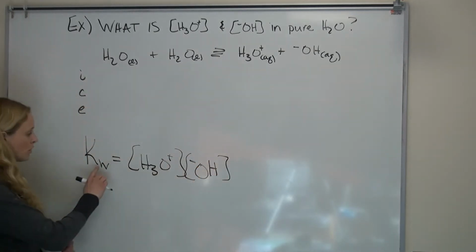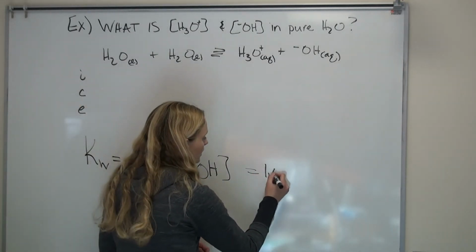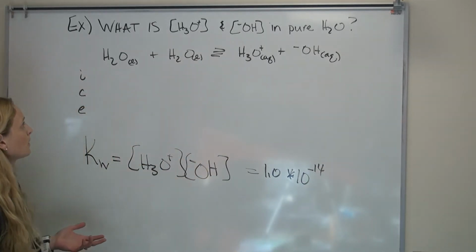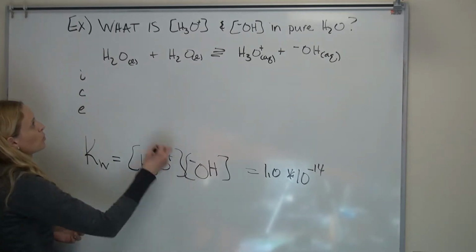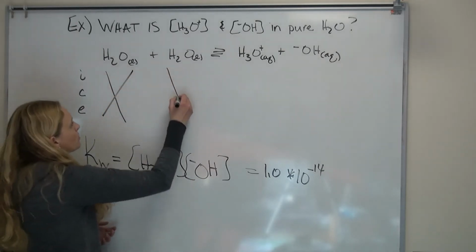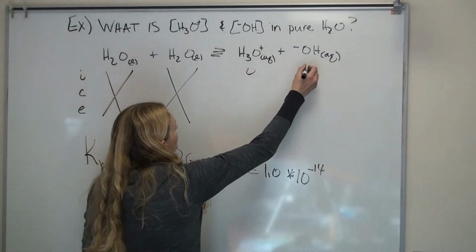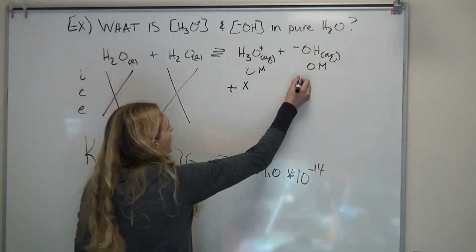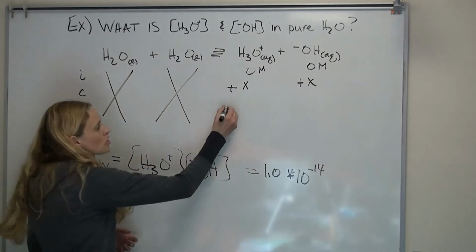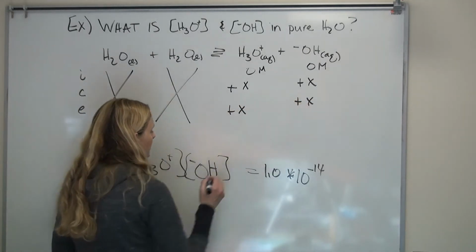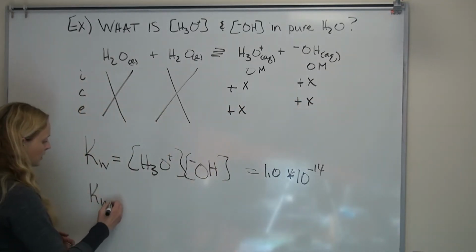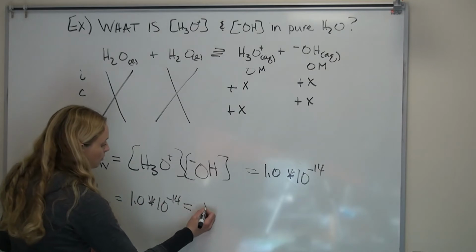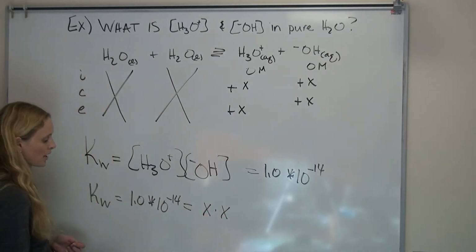We also know that this Kw is equal to 1 times 10 to the minus 14th, and that was at 25 degrees C. Here we do not include the pure liquids, so we can just omit those in our ICE table. This is 0 to begin with, and then we have some amount, X, that is forming, 1 mole of each. And so down here in my Kw, I can put X times X, which is just X squared.